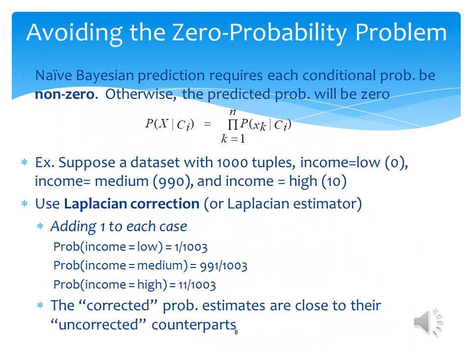A common issue with naive Bayes is the zero probability problem. If a class conditional probability is zero, the entire probability product becomes zero. To avoid this, we apply Laplacian correction, adding 1 to each count. This ensures that no probability is ever zero, keeping the model robust.